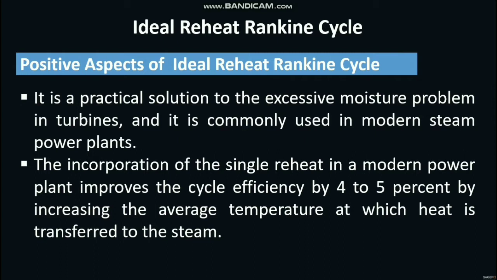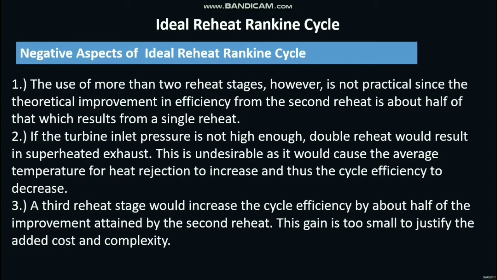Then, there are also negative aspects of the ideal reheat Rankine cycle. These include the following. 1. The use of more than 2 reheat stages is not practical since the theoretical improvement in efficiency from the second reheat is about half of that which results from a single reheat. 2. If the turbine inlet pressure is not high enough, double reheat would result in superheated exhaust. This is undesirable as it would cause the average temperature for heat rejection to increase and thus the cycle efficiency to decrease. And third, a third reheat stage would increase the cycle efficiency by about half of the improvement attained by the second reheat. This gain is too small to justify the added cost and complexity.